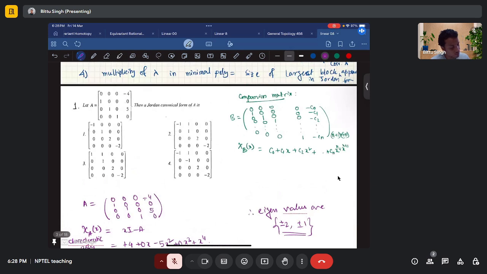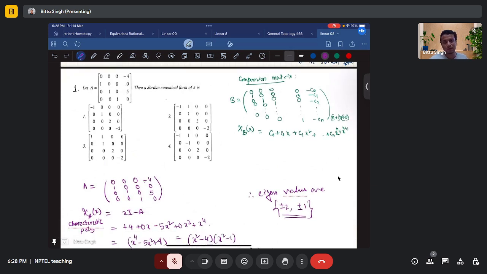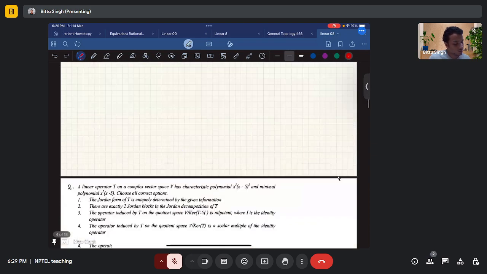Since it is diagonalizable, the Jordan canonical form must be diagonal. So what is the diagonal matrix here? We can see that this one is diagonal, with minus 1, plus 1, plus 2, minus 2 all appearing, and the others are not diagonal. So this option is correct and all others are wrong. It is unique, there must be only a single answer.